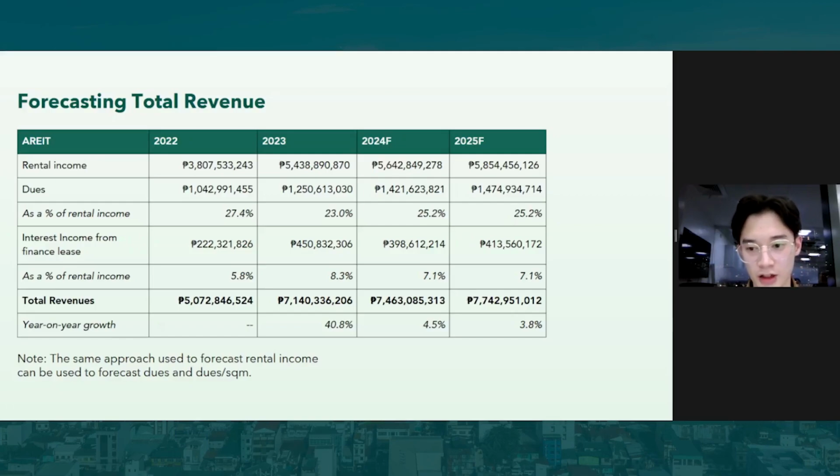Once you've done that, to get the amounts for 2024 and 2025, all you have to do is multiply the rental income of 2024 times 25.2%, and that will give you 1.42 billion. The same goes for interest income from finance lease, which is rental income times the percentage of 7.1%. From there, all you have to do is add the values and you would arrive at your forecasted total revenue for a REIT. Next slide, please.